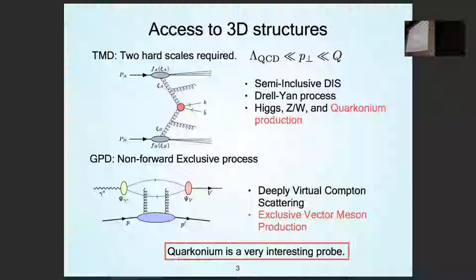And GPD is known for exclusive processes. There are various probes that have been proposed a long time ago. For example, semi-inclusive DIS, Drell-Yan, Higgs, Z boson production and quarkonium production are very useful for investigating TMD. And deeply virtual Compton scattering, DVCS, and exclusive vector boson production are very interesting for investigating GPD. So among those probes, quarkonium production is a very interesting probe, in the sense that quarkonium production can be used for searching TMD and GPD.